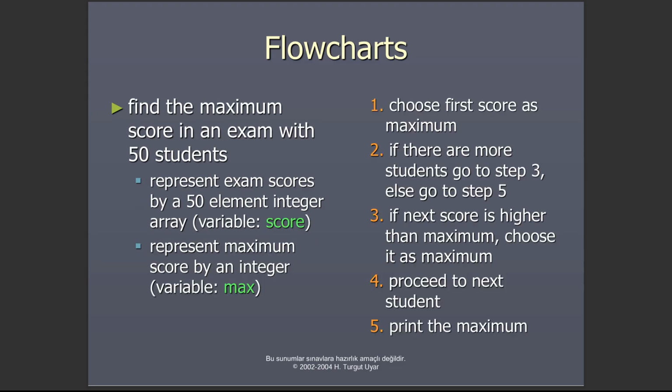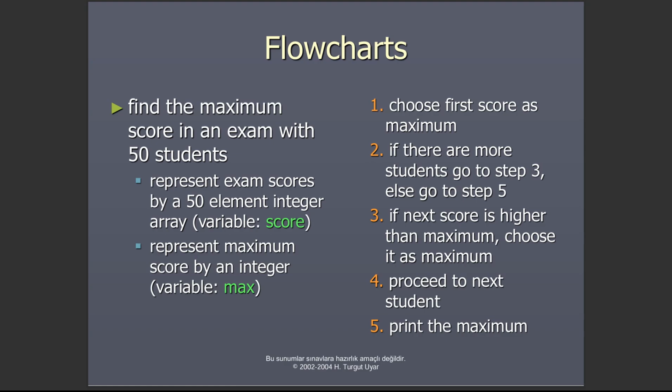Now, the finding maximum score algorithm description. Let's look at a practical example: finding the highest score in an exam with 50 students. To solve this problem, we need to store all the scores somewhere. We will use what we call an array. Think of it as a list of 50 numbers. We'll name this array score.